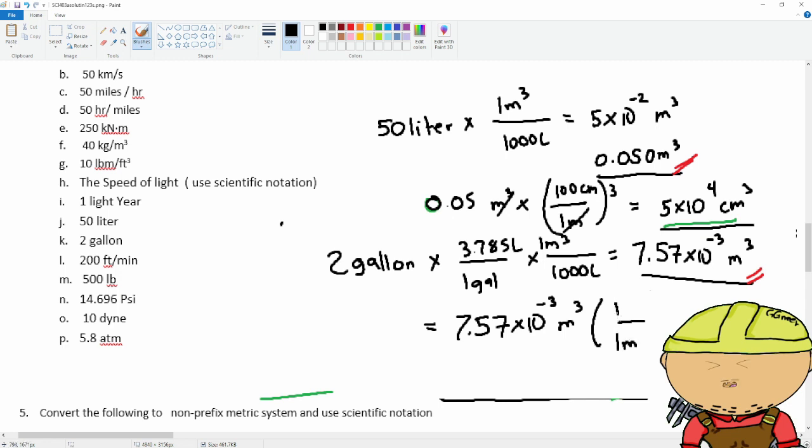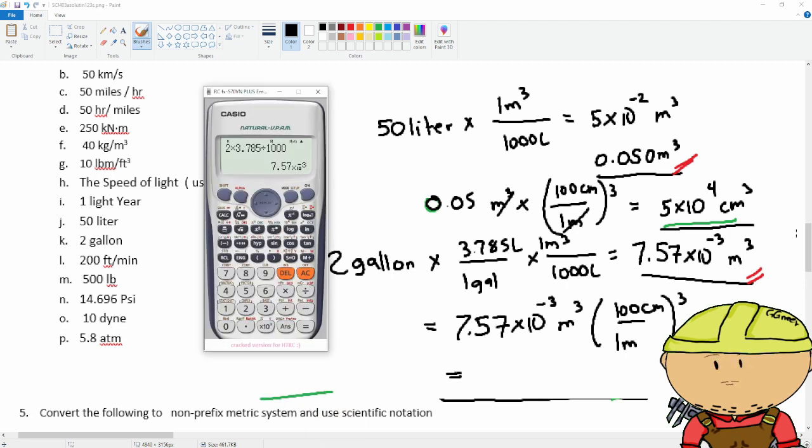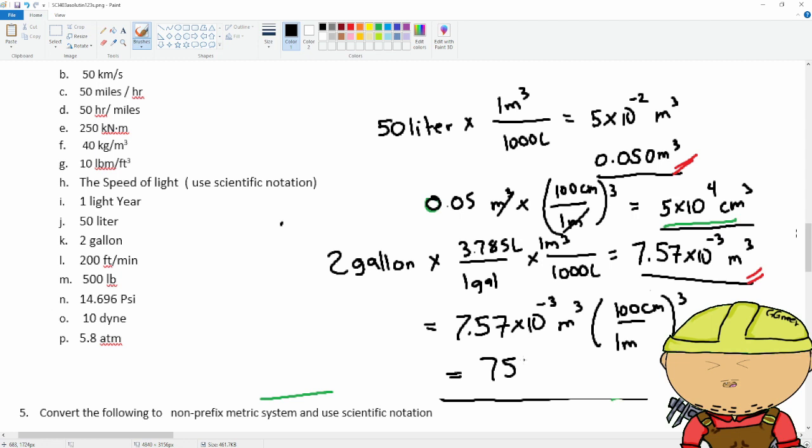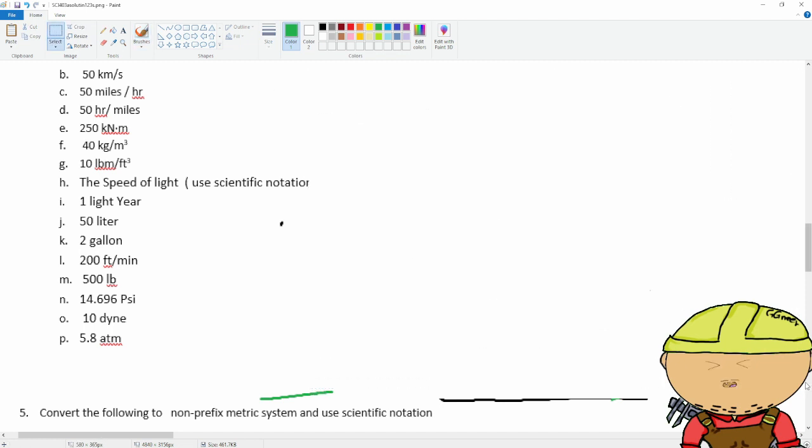Okay, 1 meter is 100 centimeter cube. Okay, and that will become 7.57 times 10 to the negative 3 times 100 times 100 times 100 because that's cube. 7,500 centimeter cube. Okay? And that is our CGS, or centimeter gram second. Okay? So that's for letter K.